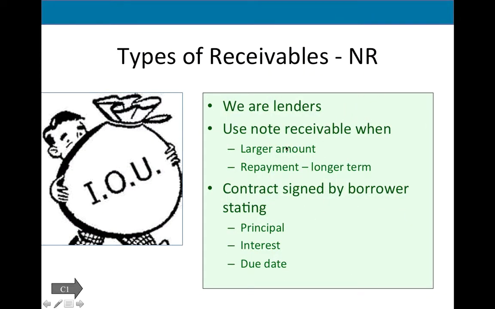Notes receivables, on the other hand, are used for larger amounts, longer period of time, for riskier customers, or the customers that do not have good credit. And guys, you actually have a note that the borrower signs or issues, and therefore notes receivable are easier enforceable in court, and then they usually will bear interest. So we will usually have to calculate interest. We will have the principal, which is the amount borrowed, and the maturity or due date.